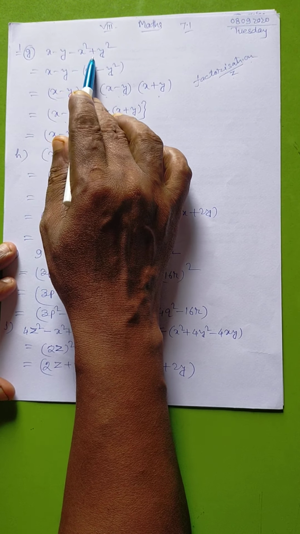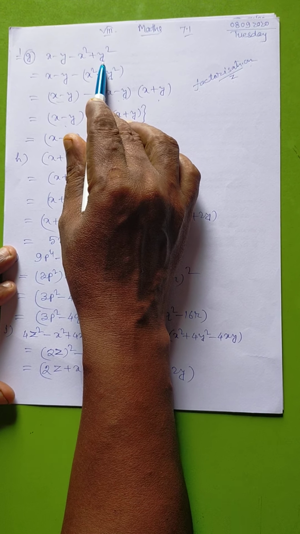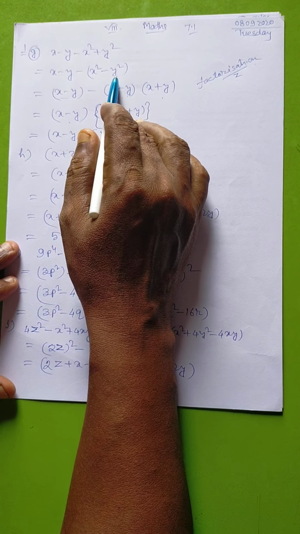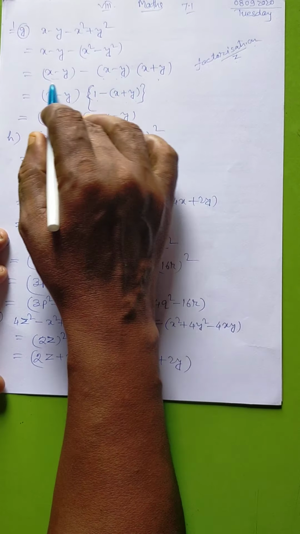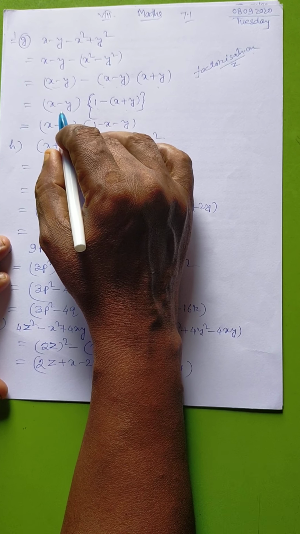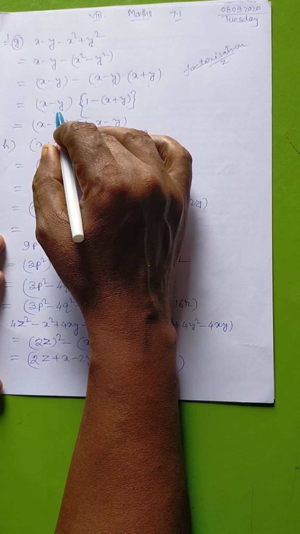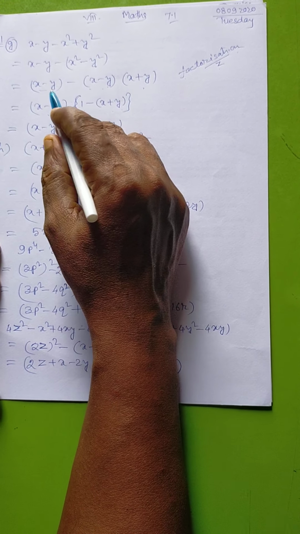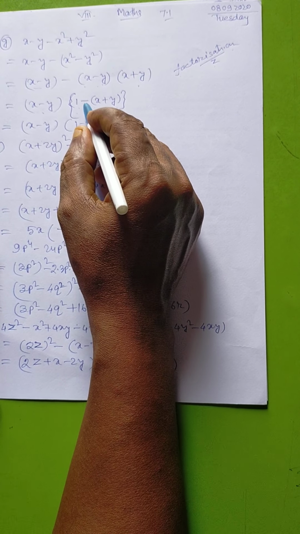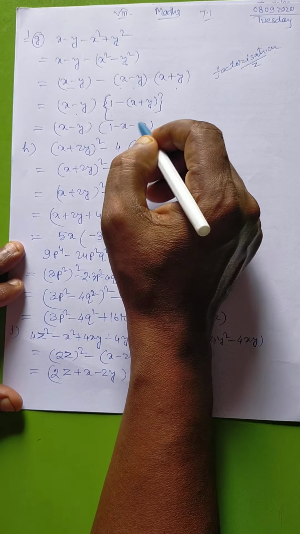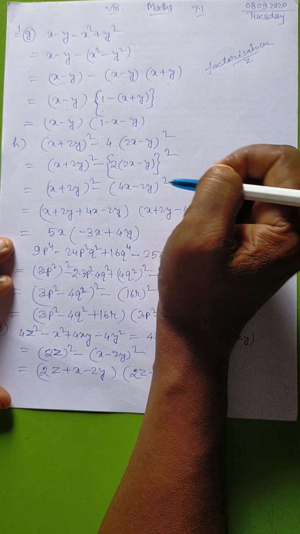x minus y minus x square plus y square. If we take common from these two terms, we will have x square minus y square. That means (x minus y)(x plus y). Now from these two terms, x minus y is a factor. So we take it as common here. So here 1 and here this will be left. Now multiplying this minus to the whole, we are getting this one. Okay, each and every step I am doing.